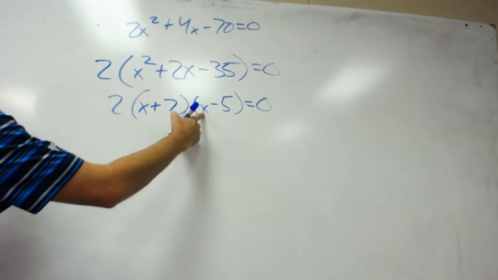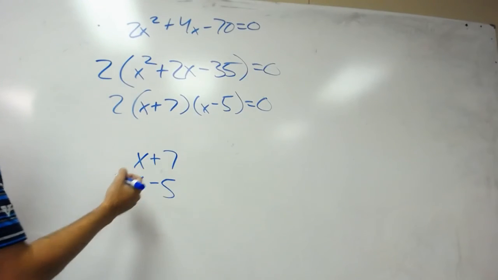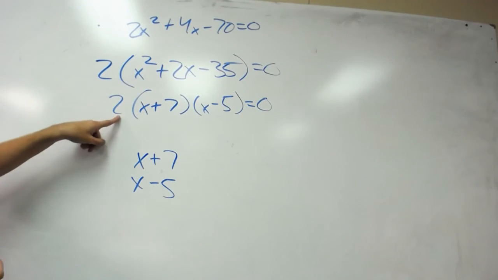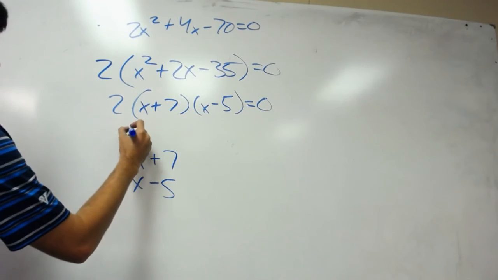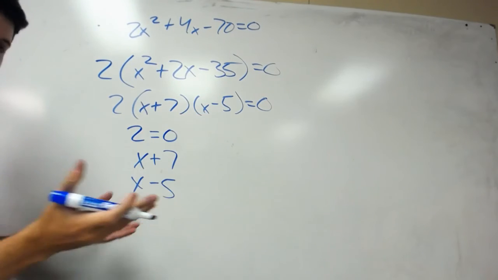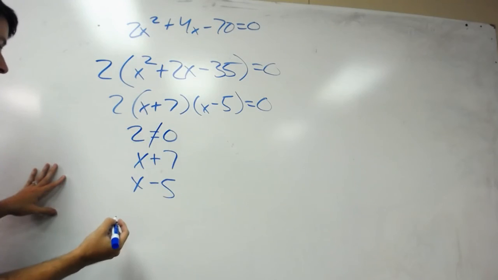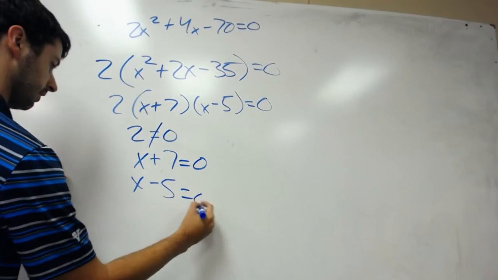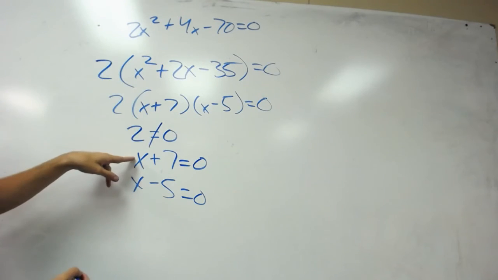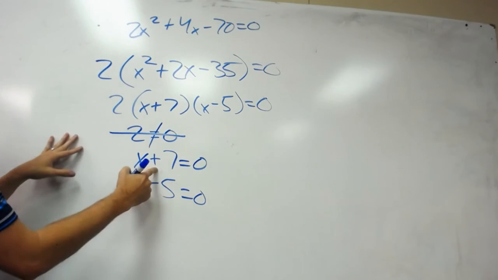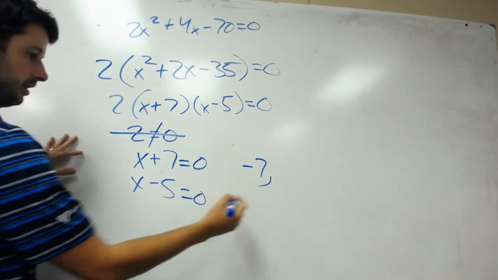We already know that these are equal to 0. But the whole point of me doing this is, in the last problem, this was an x. So we could say x is equal to 0. So if we said 2 is equal to 0, well, that makes no sense. That's not true. So 2 is not equal to 0. So therefore, this problem would only have these two answers. It would be negative 7 when you subtract the 7 to this side, and positive 5.